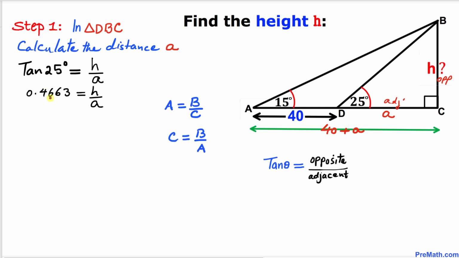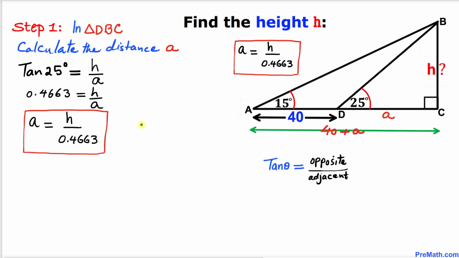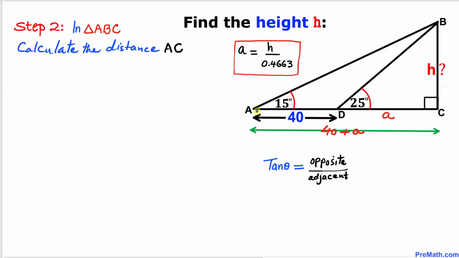Now let me show you an easy way to simplify this problem. We can switch these two values according to this fact. So I can write A equal to H divided by 0.4663. Thus our A value turns out to be H divided by 0.4663. And here's our next step.